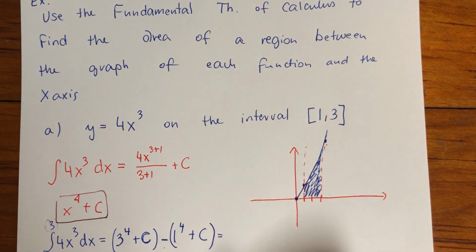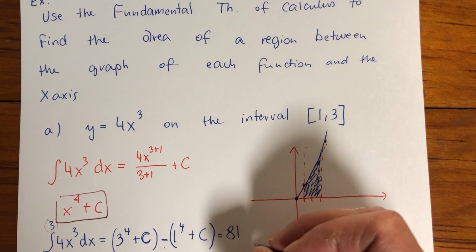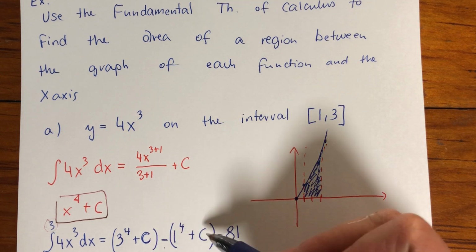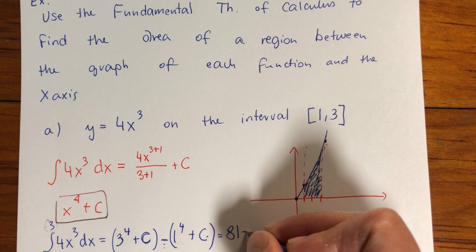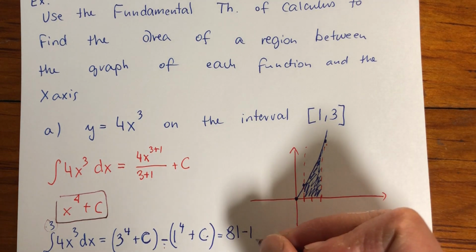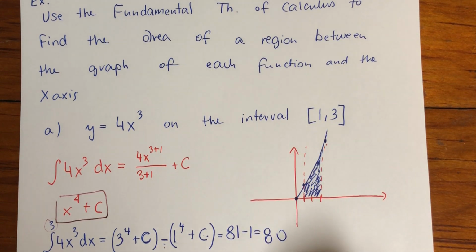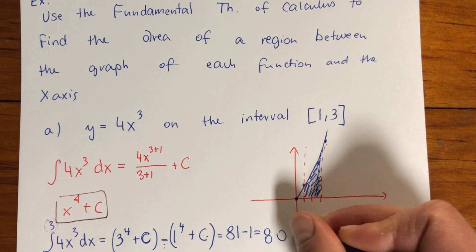All right, 3 to the power of 4 is 81, and then I have 81 plus c, but I do see the plus c minus c is going to cancel out, so I have 81 minus 1, and 81 minus 1 is equivalent to 80. And notice that because this is the area, I am going to say that this is unit squared.